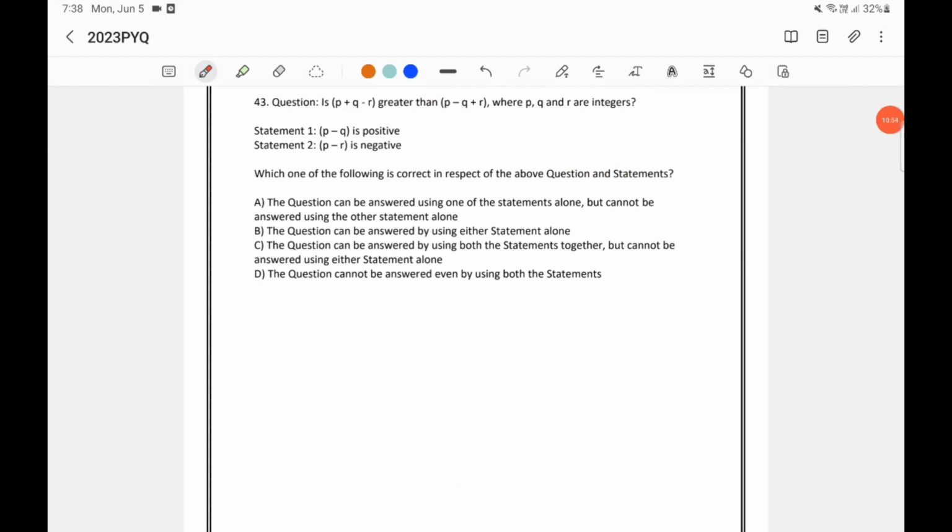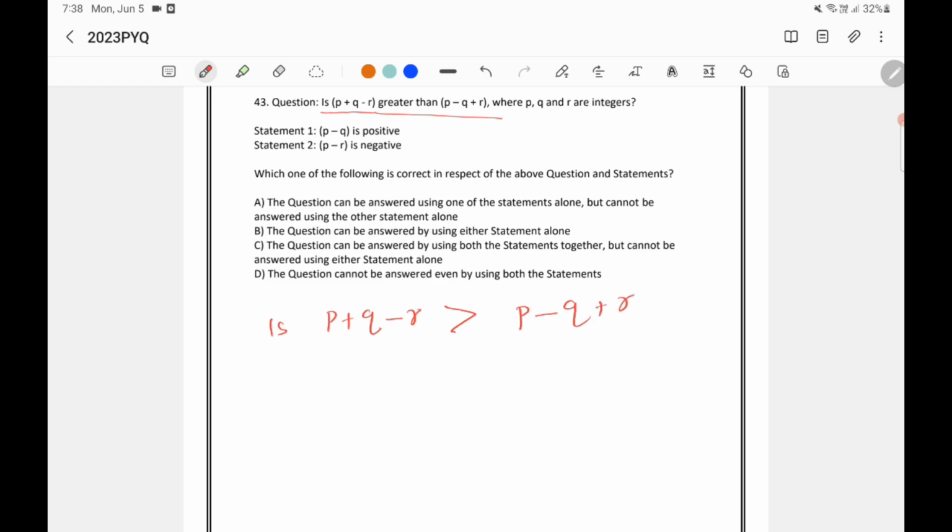Okay. So now let us solve the next question. The question is, is P plus Q minus R greater than P minus Q plus R? So that is the question. Is P plus Q minus R greater than P minus Q plus R?